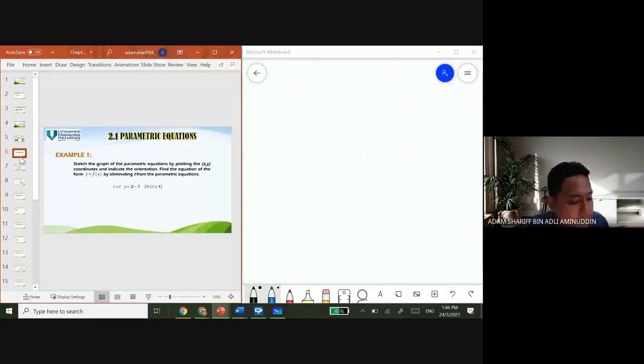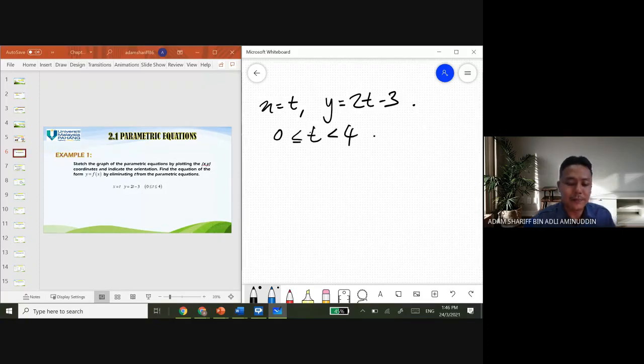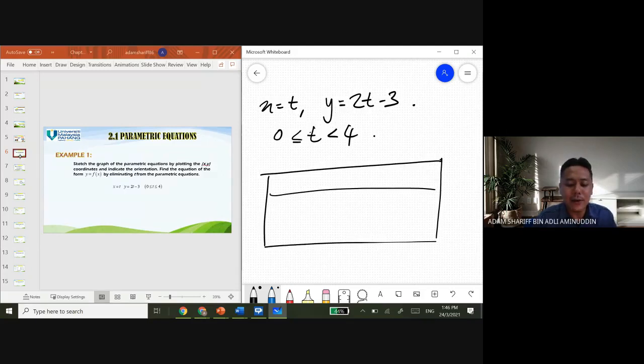Okay, you are given a parameter t, x equals to t, and y is represented by 2t minus 3. Okay, tadi saya tulis xy. Imagine right now you have a t, dan t kita define kat sini kosong, t less than 4. Okay, this is what they call plotting punya method. This is not eliminating yet. This is just a simple plotting.